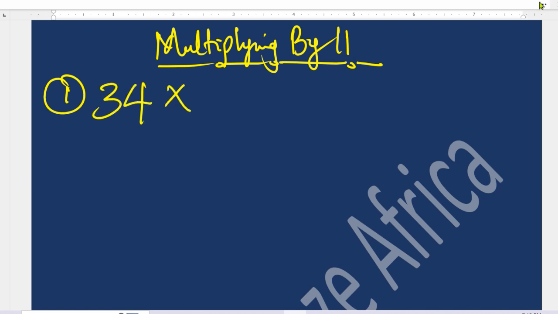If I say 34 times 11, look at the way I'm going to do it. I'm going to write the first digit and the last digit, giving a space in between. Now I'm going to add 3 and 4 together. 3 plus 4 is 7. I will write 7 in between. So 34 times 11 is equal to 374.